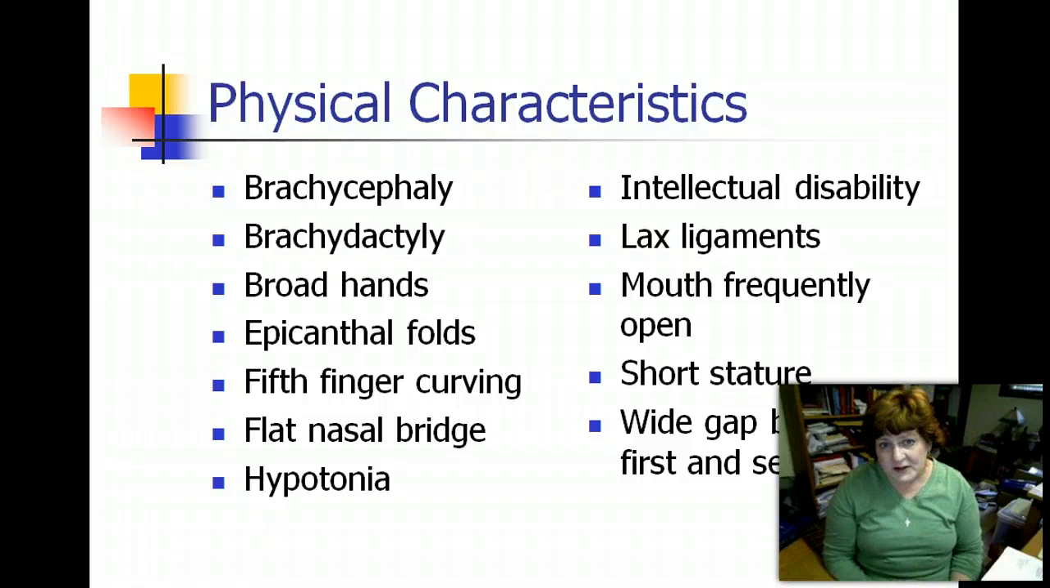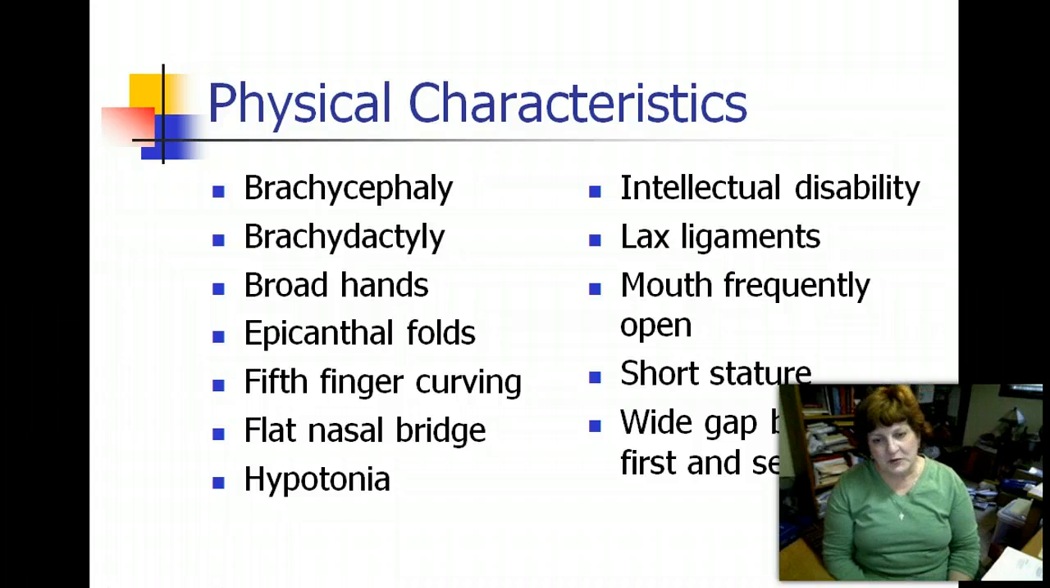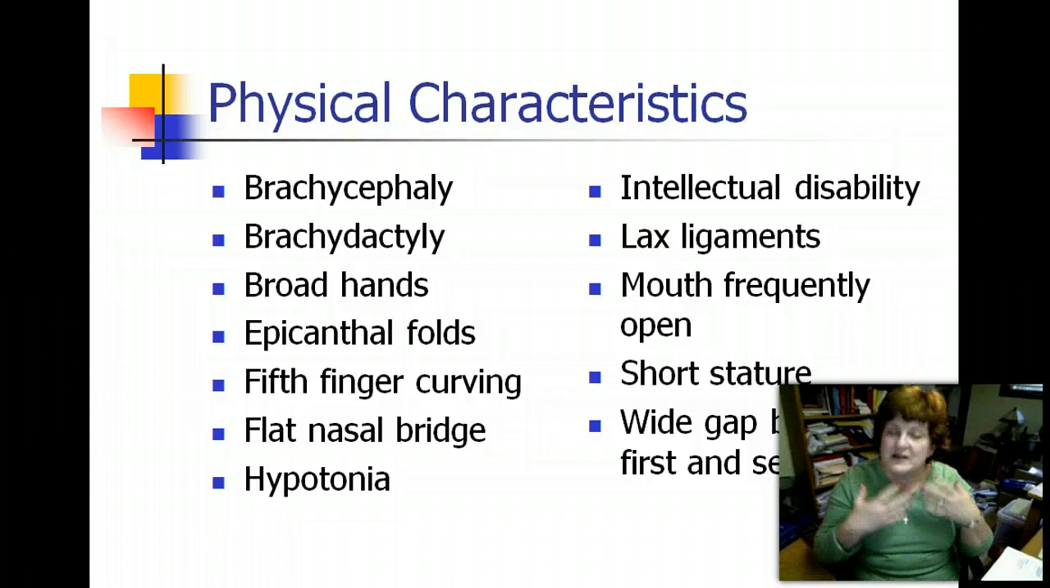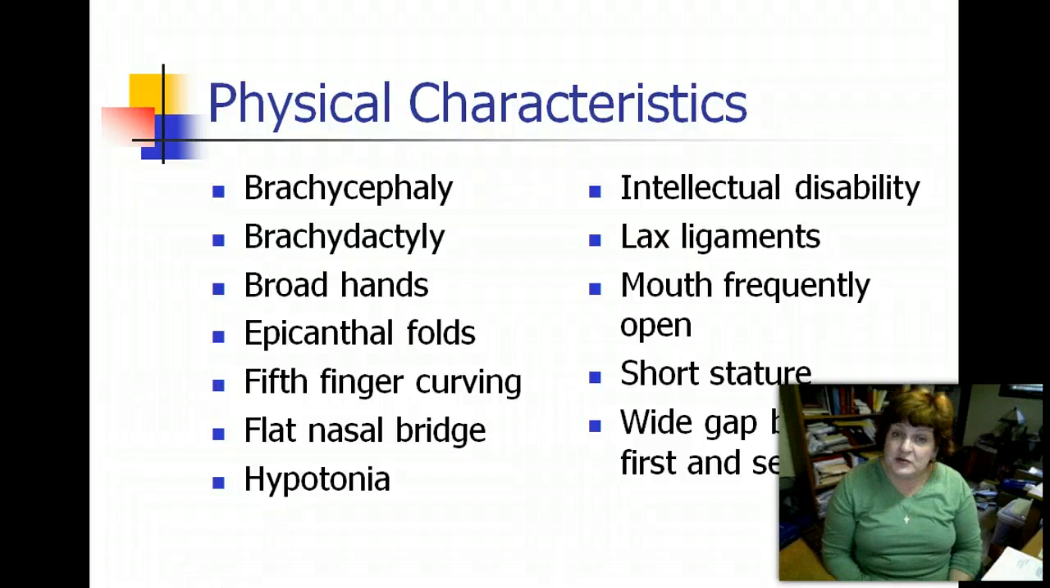They almost all have intellectual disabilities, though there's a huge spectrum of functioning that we'll talk about a little bit later, where some can function, and these are considered the higher functioning individuals, but they actually function in the low normal range for typically developing human beings. Lax ligaments, we'll talk a little bit about that when we talk about the cervical problems they can have. Their mouth is frequently open. That can occur because of the lax muscle structure through the jaws. They generally are short in stature, and they have a widened gap between the first and second toes.